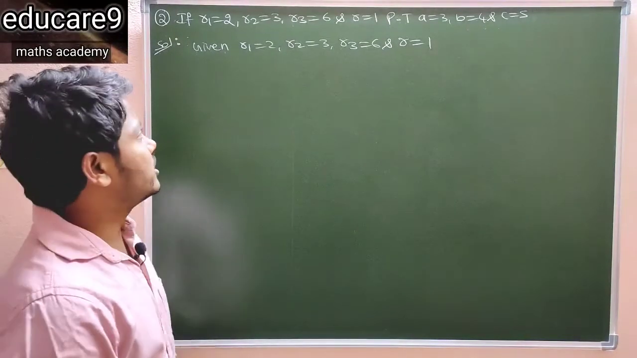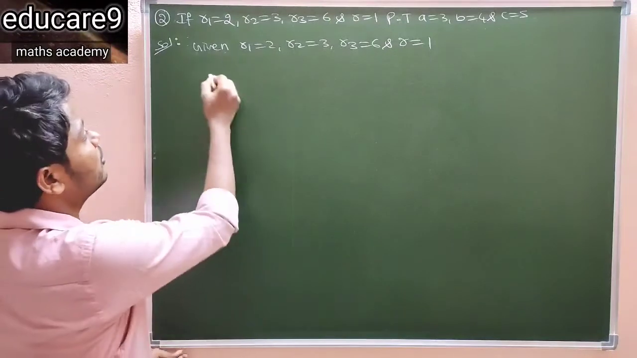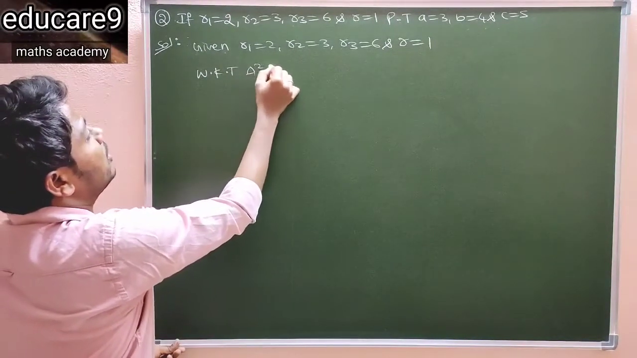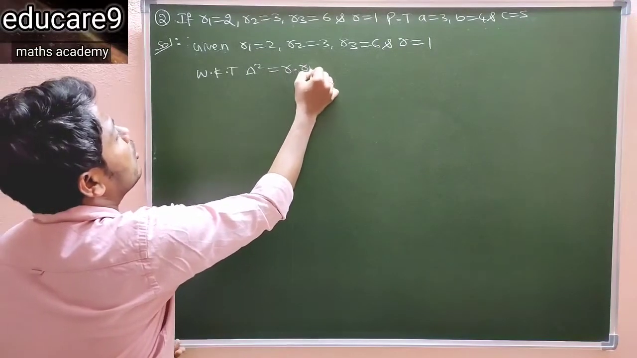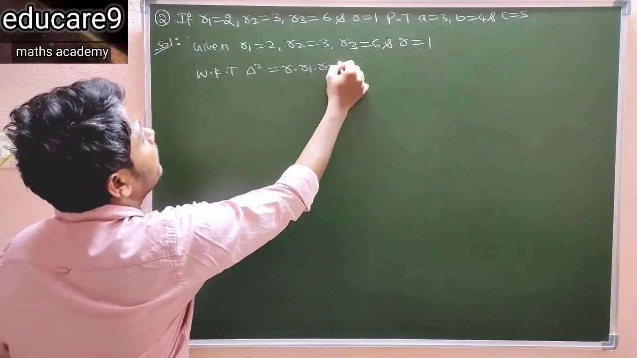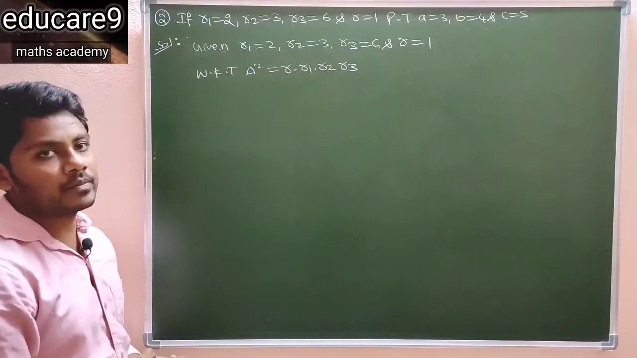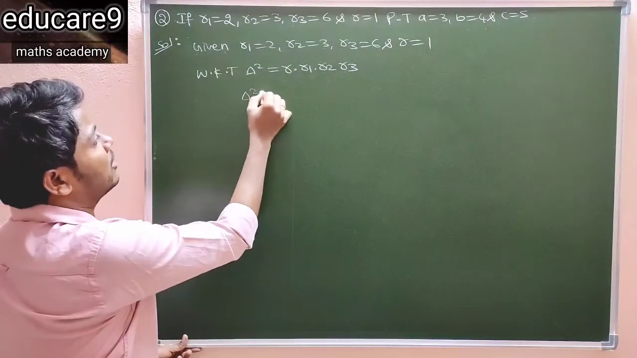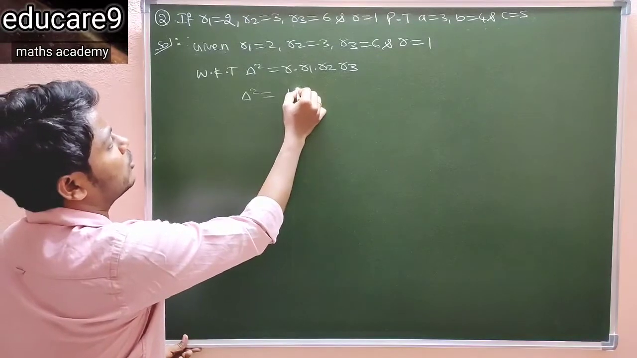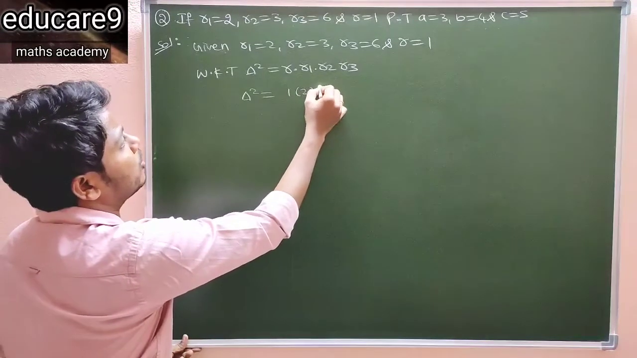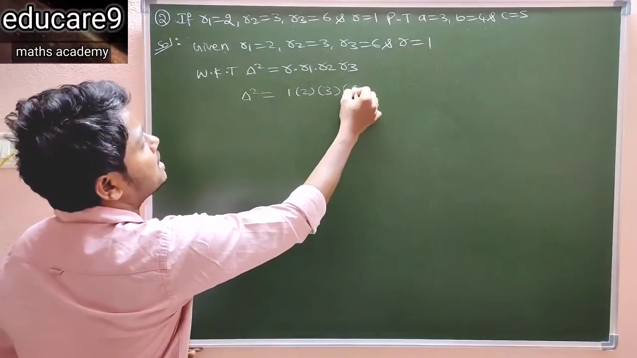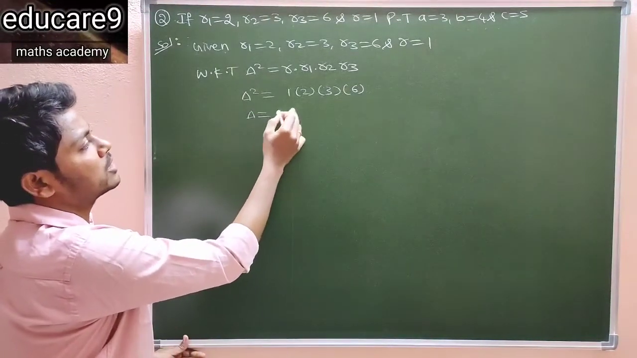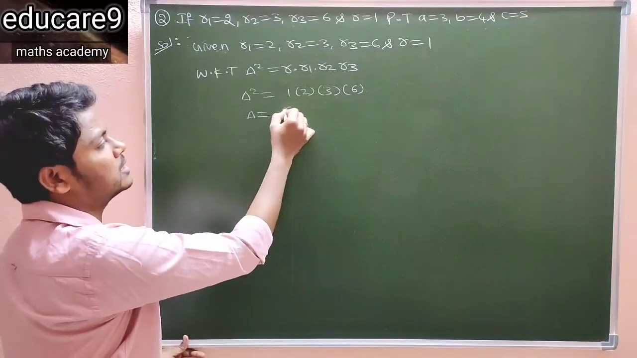Okay. So see here, you know that, what is the delta square formula? That is r into r1 into r2 into r3. So what is delta square? R value 1 into r1, 2 into r2, 3 into r3, 6. So clearly, delta is equal to how much? Square root of 36, that is 6.